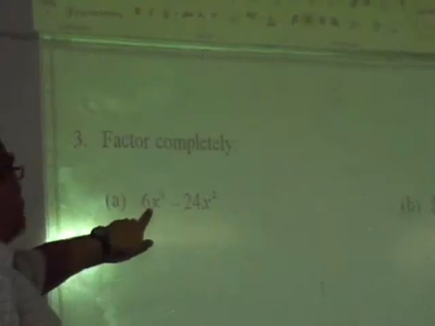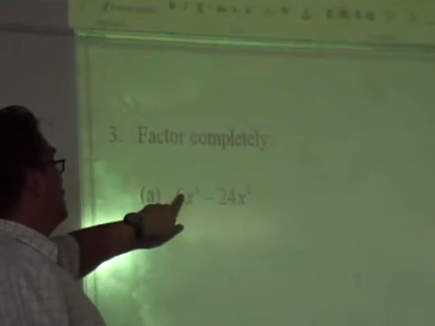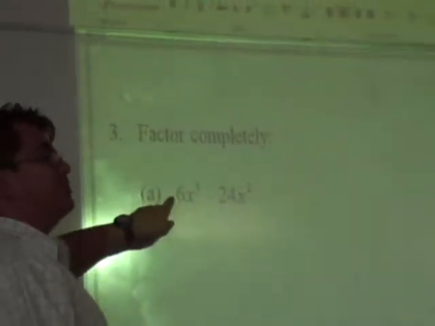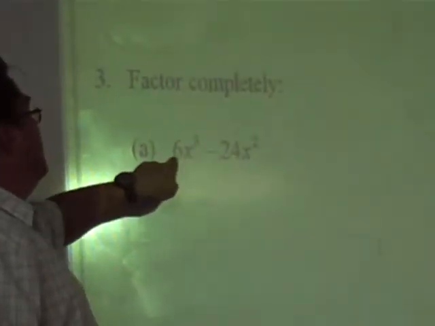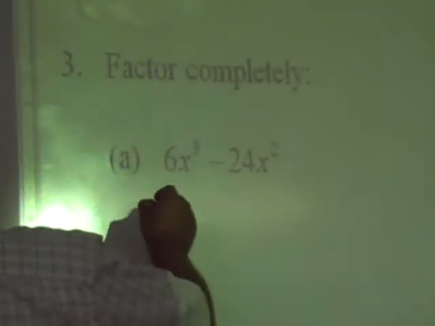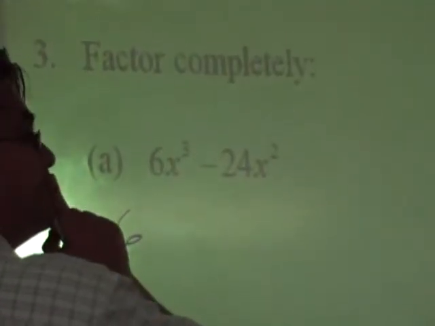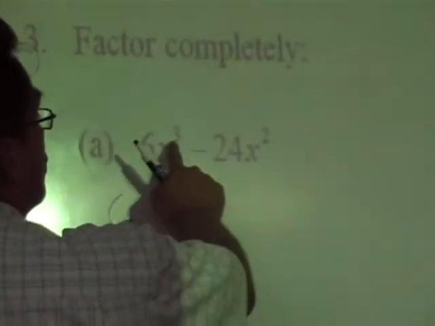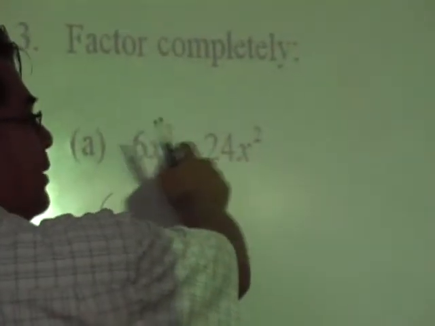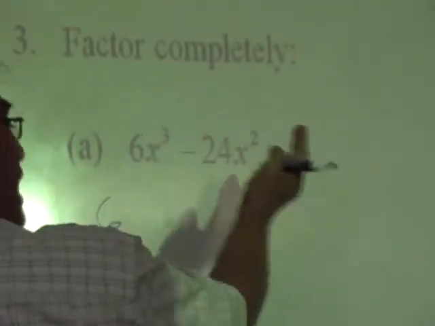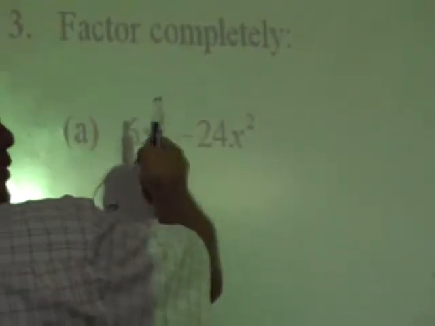When you look at these two terms and you're looking for the GCF, what do these have in common? 6. They have a 6 in common. What else do they have in common? X squared. They have an x to the third power here and x to the second. So in common, what can I pull out? X squared. I can pull out an x squared from both of these.